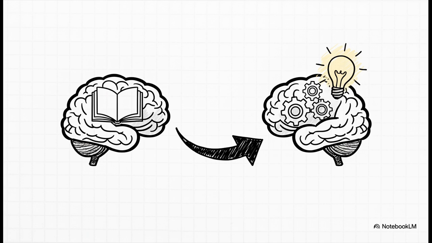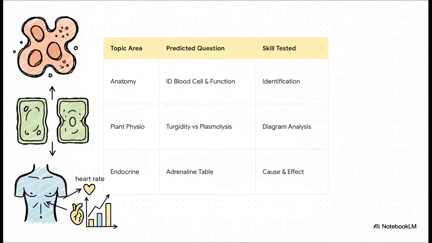The board is shifting. It's moving away from just testing your memory and moving towards testing your competency. They don't just want you to spit back a fact. They want to see that you can apply it, identify it, and analyze it. It's about showing you actually understand the biology. So what does that actually look like on the paper?